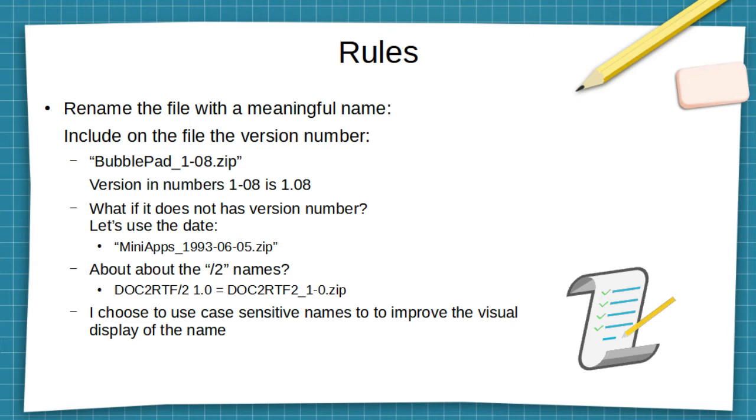Okay. And about the /2 names, we have a lot of that. So I put just the 2 here, without the slash, right? So that's it. And I choose to use case sensitive names, so it can be more visual. It's very visual to have case sensitivity to see that it's bubble path, for example, okay?